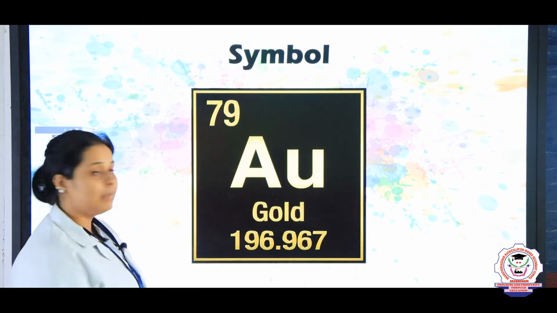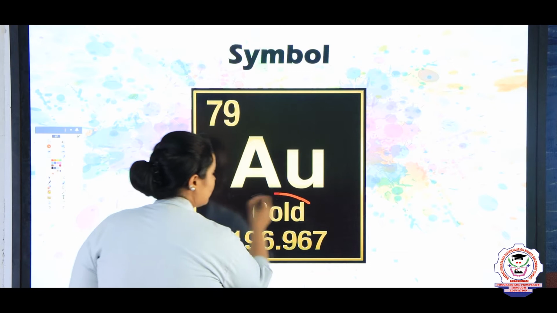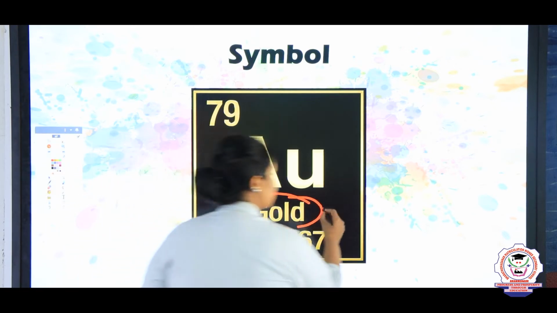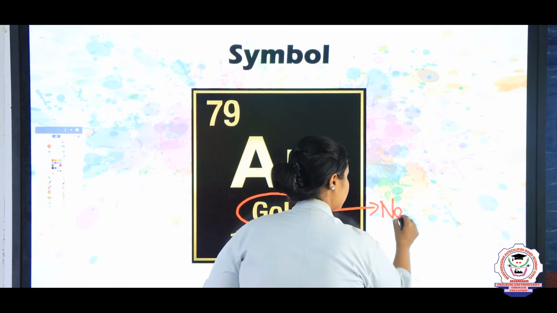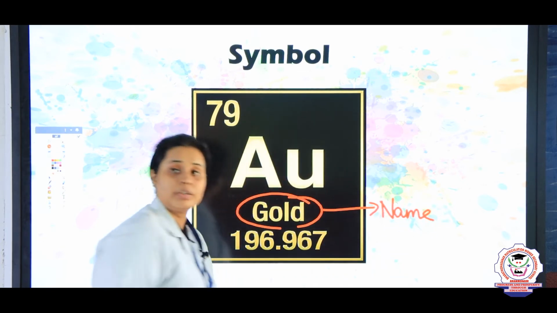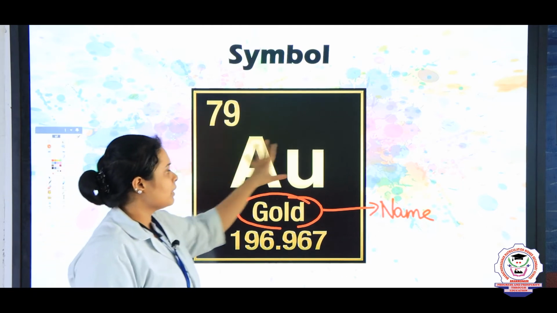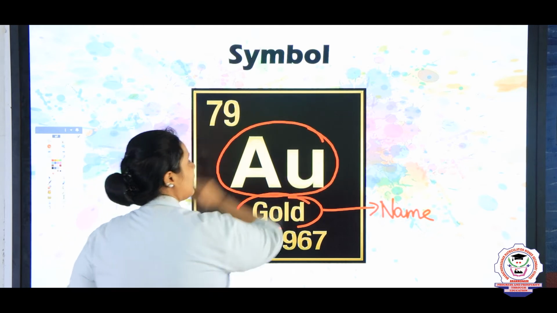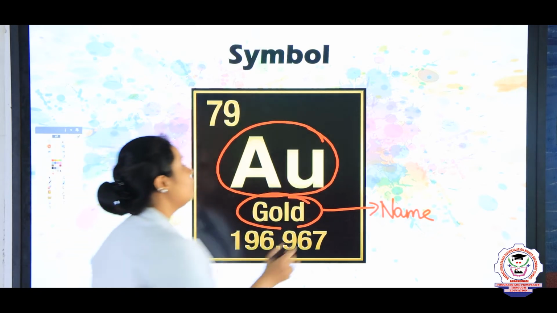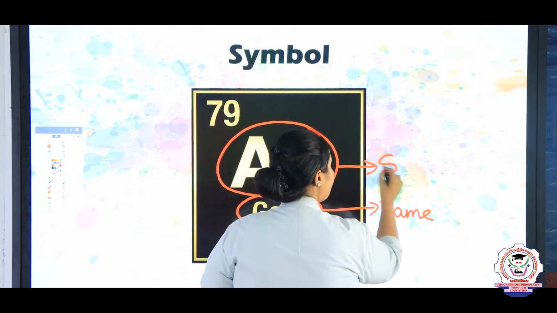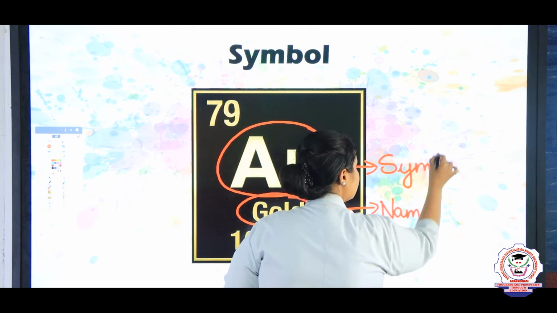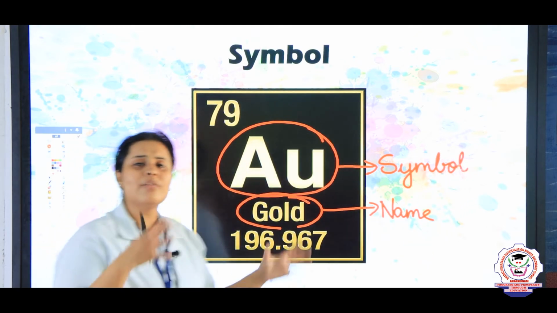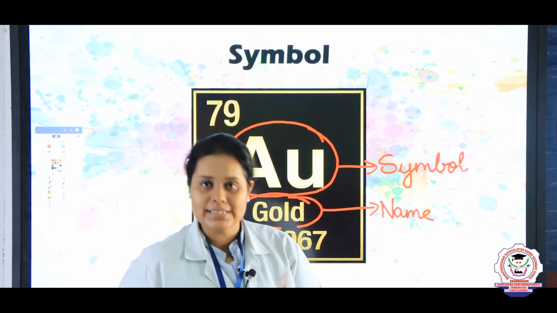A symbol means, first of all, you should know what is the name of the element. So the name of the element is gold. This is the name. After the name, you will see that there is some kind of symbol present, right? Here the symbol given is Au, and Au is the symbol for gold. What is Au? Au is the symbol. And this symbol you can also call a short form of an element representation.